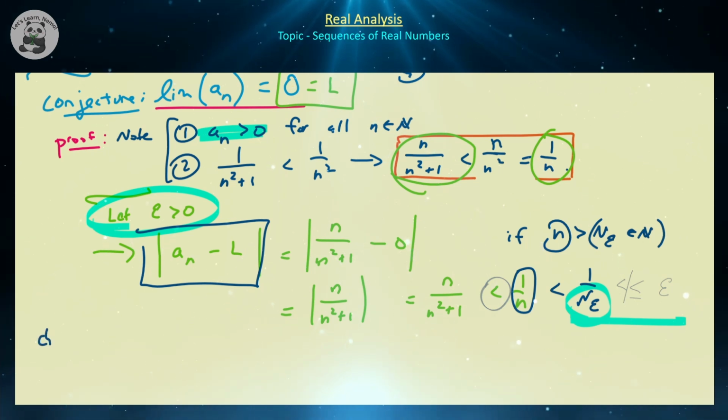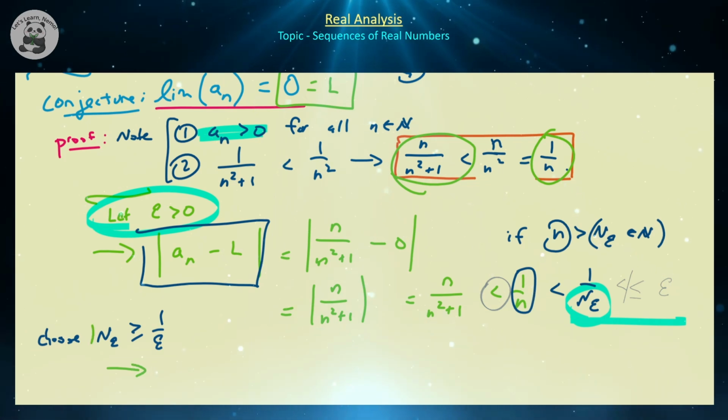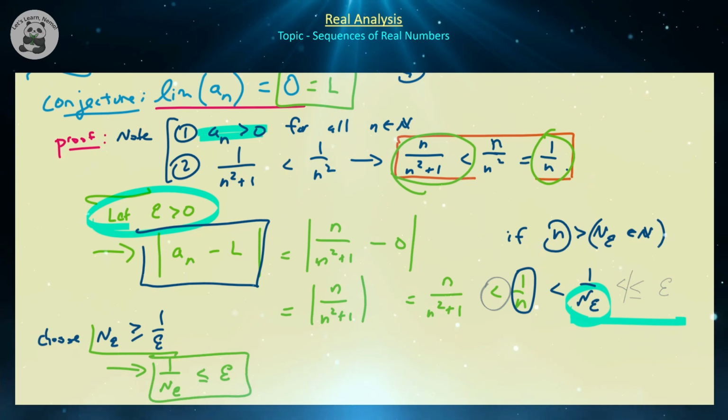So all you need to do is just choose n subscript epsilon to be bigger than or equal to the reciprocal of the epsilon that they have chosen. Because when you have done this, then if n subscript epsilon is greater than or equal to the reciprocal of epsilon, that means 1 divided by n subscript epsilon will be less than or equal to epsilon, right? And if that is the case, well, what exactly do we have?